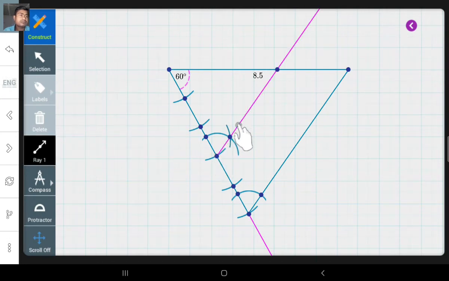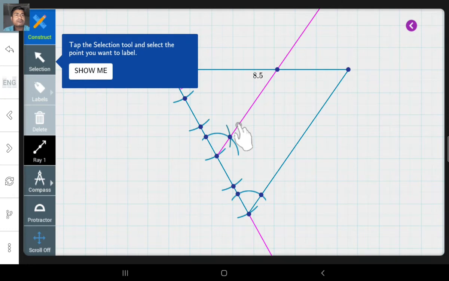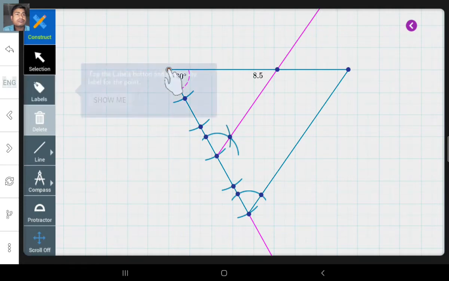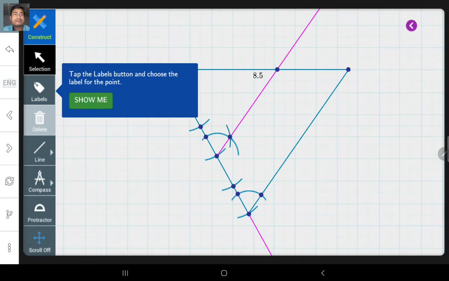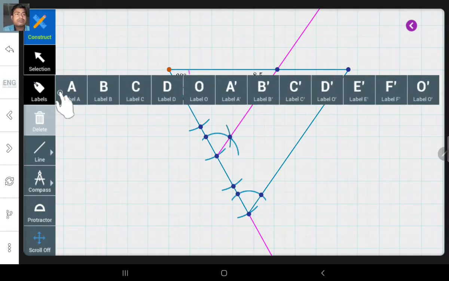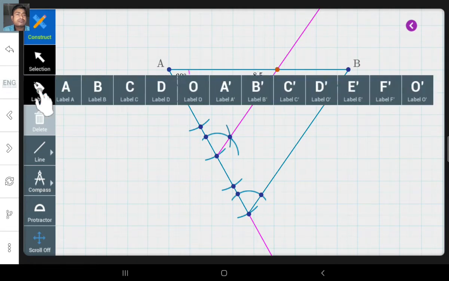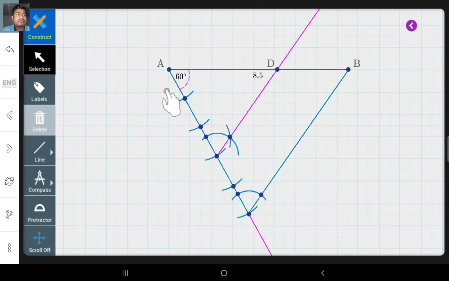Label the construction according to the requirements stated in the question. In this case, we label our original line segment AB and the point at which the ray intersects AB as D. Once you're done, tap the check button to validate your construction.